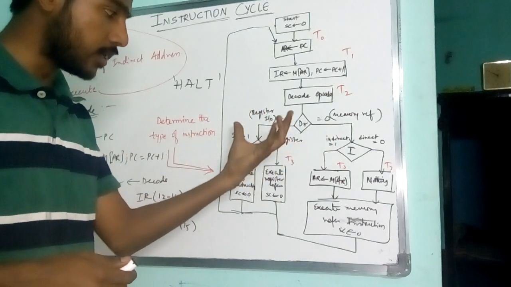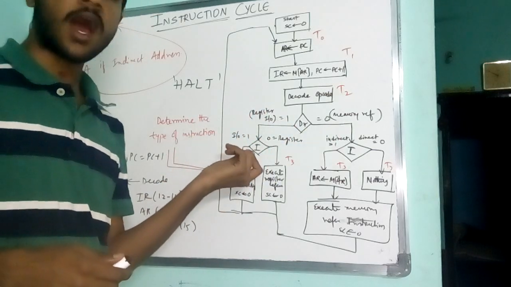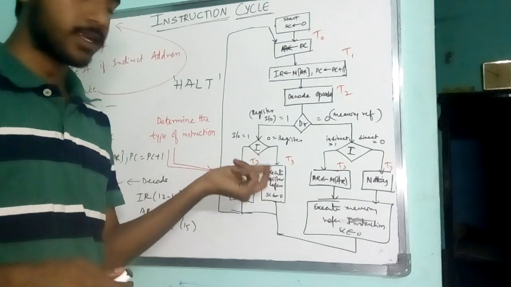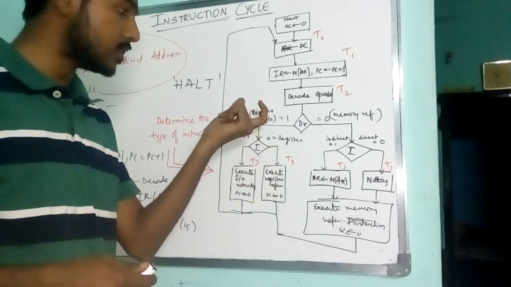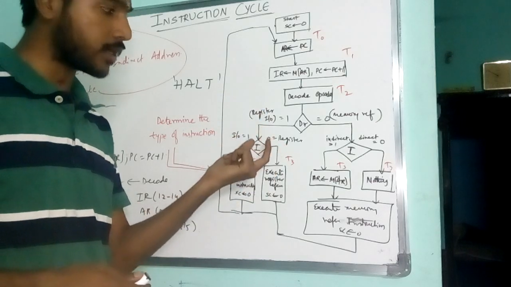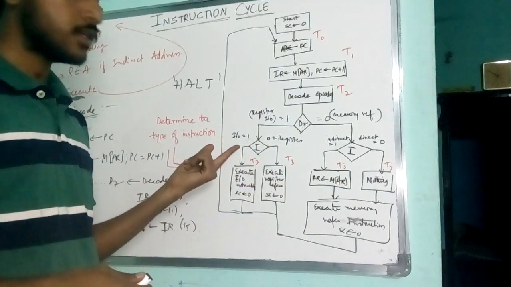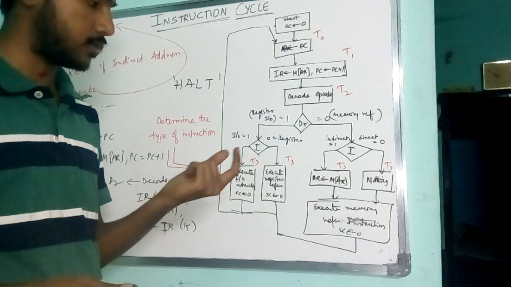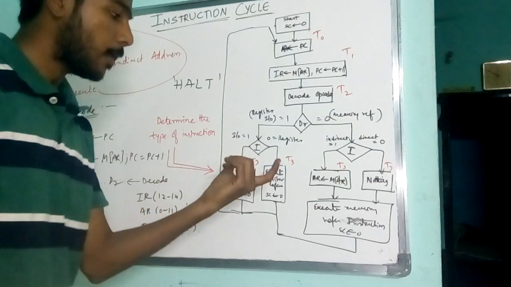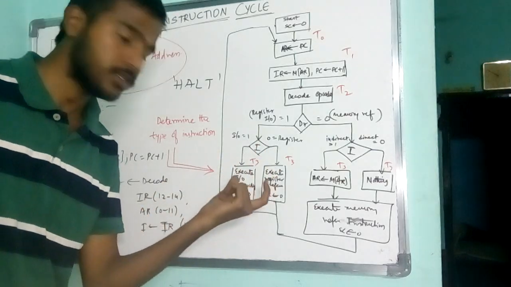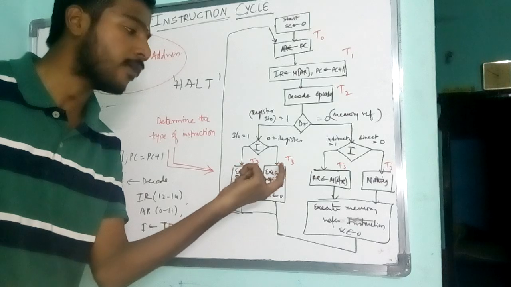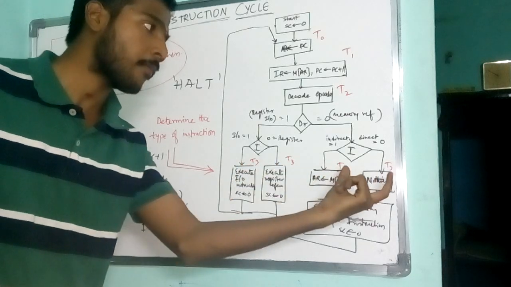After that, I'll come back to my I flip-flop, indirect or direct. If I is 0 in the register or input output case, it is a register type instruction. If it is 1, it is an input output instruction. So my execution of the instruction will be performed at timing T3.